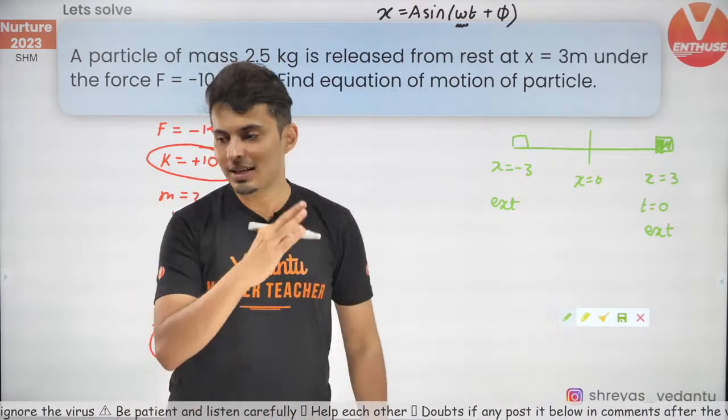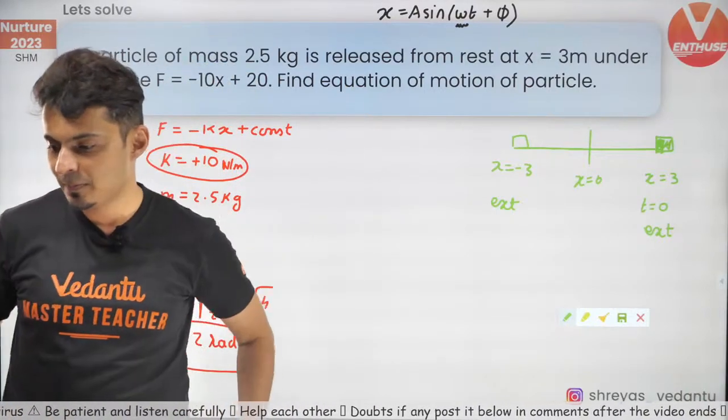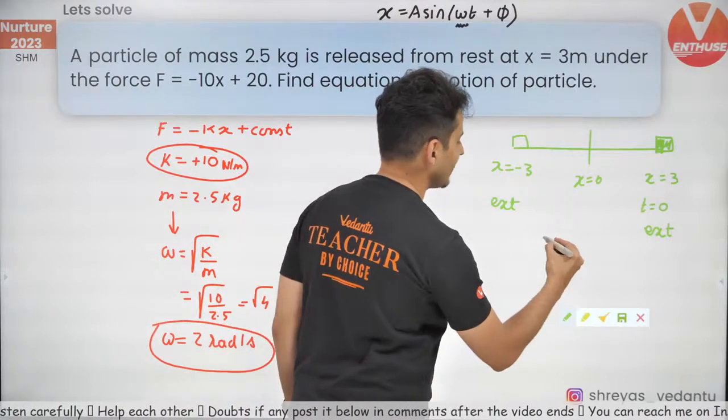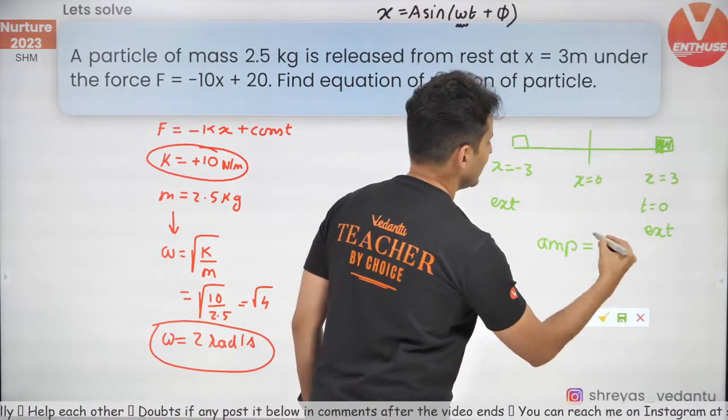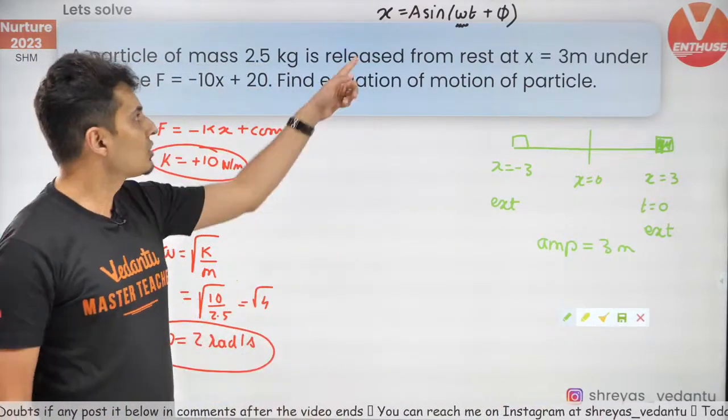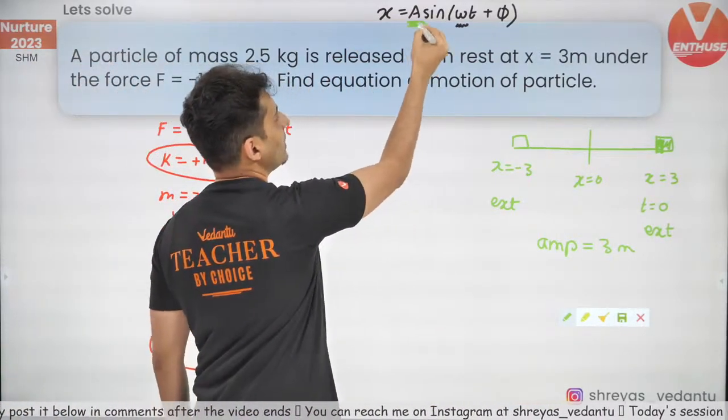So guys, quickly tell me, what's the amplitude? What do you think? What's the amplitude of this oscillation? I think I just found it out from here. So the amplitude of the oscillation is nothing but 3 meters. That's what I got. So this is also found out.